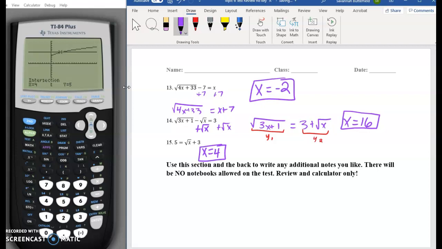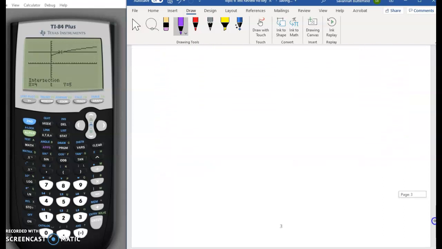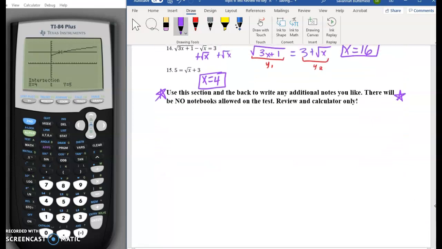Okay? Now, just a reminder, starting on this test and moving forward, there will be no notebooks allowed. So please make sure on the rest of this page I give you right here, you have all of this blank space, and then on the back of this page as well, when you print it out, write down any notes you need. Write down anything. Calculator steps, any little hints, any steps to solving an inverse, whatever you need. Please write it down here because no notebooks.